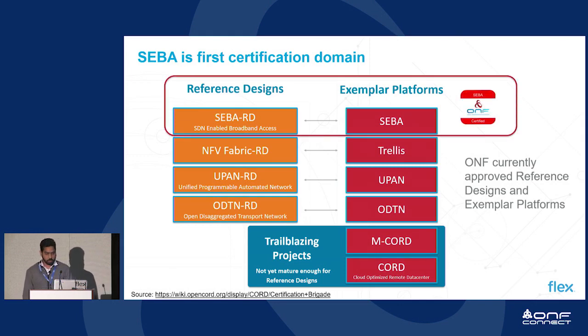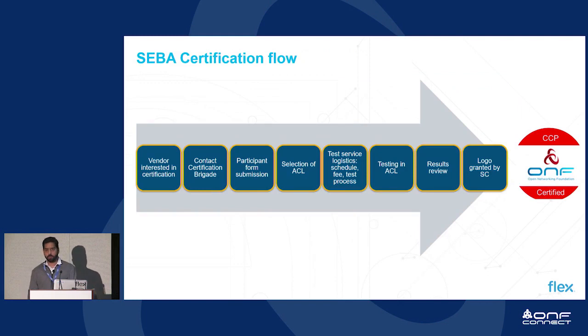Now, how would this SEBA certification workflow be? Interested vendors would submit a request to the COD certification brigade saying they want to get their equipment certified. On the basis of lab availability, COD pod availability, and some other logistics, the ONF certification brigade would decide which ACL to approach. The ACL would submit all the results back to the certification brigade, and finally, ONF would be the entity giving final certification to the vendor equipment that it's certified for SEBA.